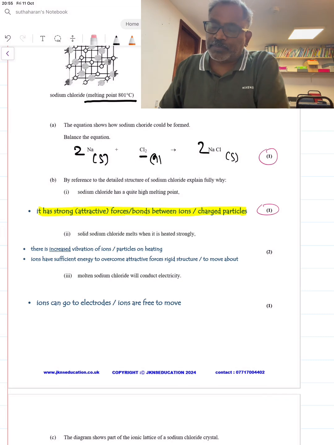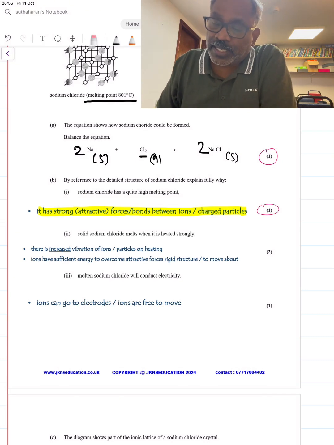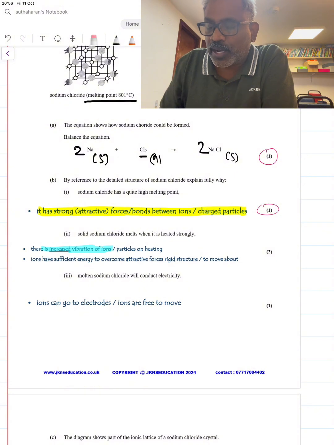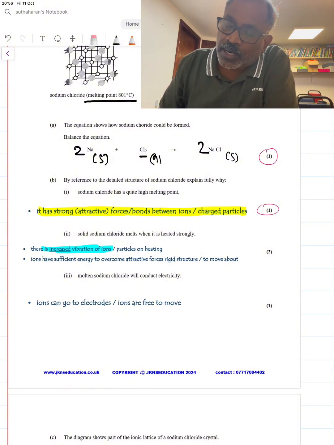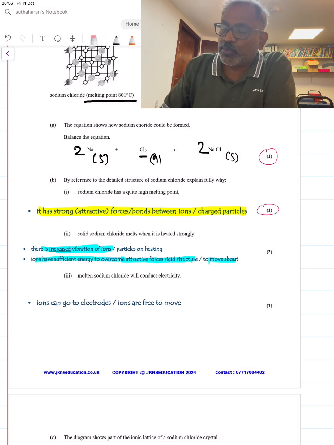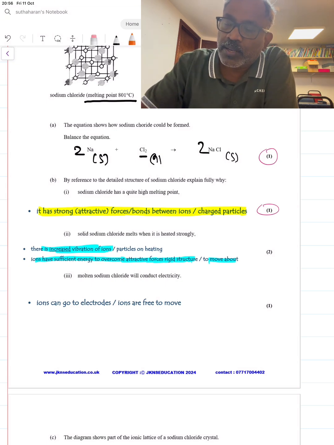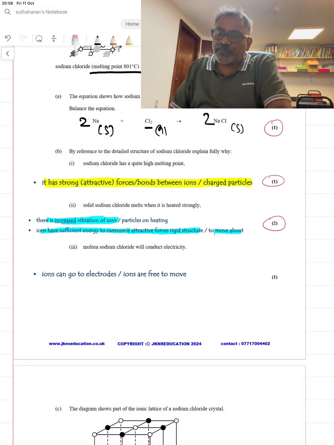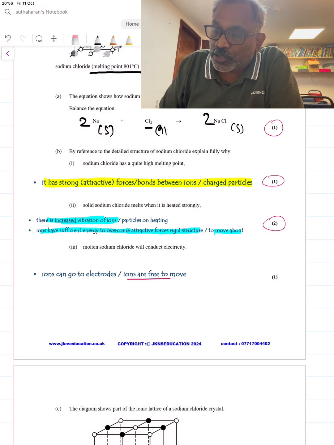The next question is about the molten state, when heat is applied. There's an important thing: increasing heat means increasing kinetic energy, therefore vibration increases. So the vibration of the ions increases, and on heating, the ions have sufficient energy to overcome the attractive electrostatic force. They can move around. So that's 2 marks. You need to give these 2 main points. The next one is why molten sodium chloride will conduct electricity. Again, ions are free to move is a key phrase.